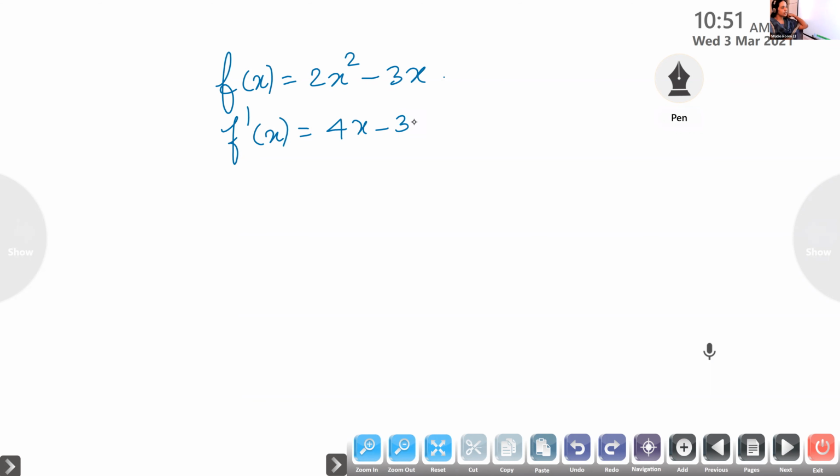But look here, f dash of x is 4x minus 3. It depends on the value of x, isn't it? So here we want to find x. For that, equate f dash of x to 0. When you equate it to 0, we will get 4x minus 3 is 0. So x is equal to 3 by 4.